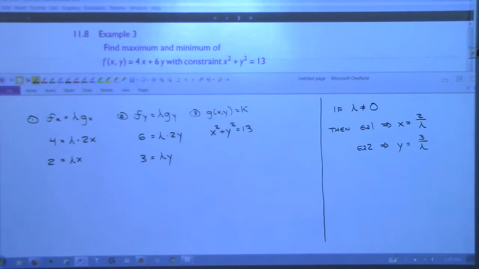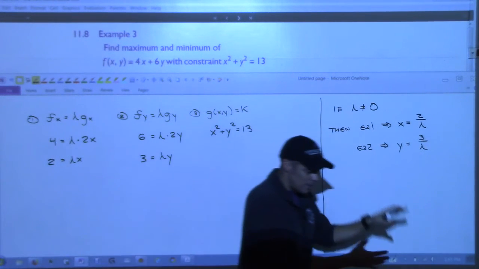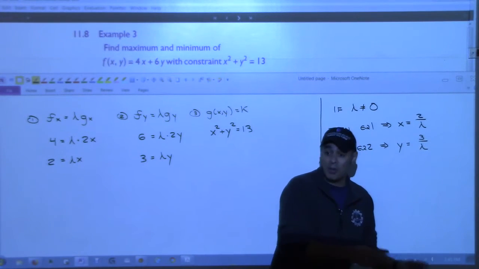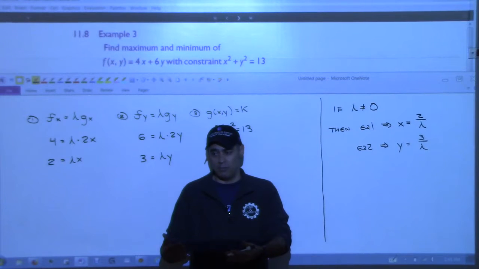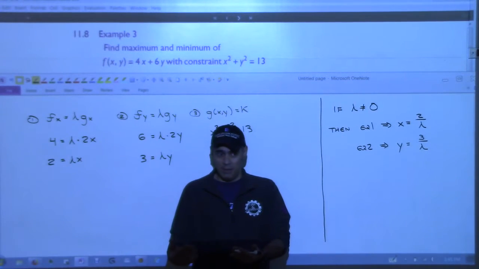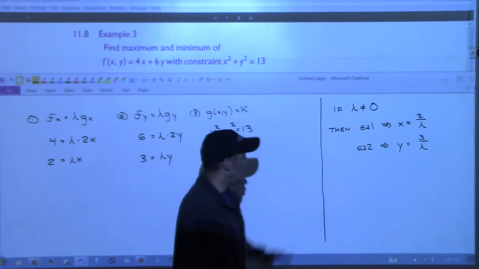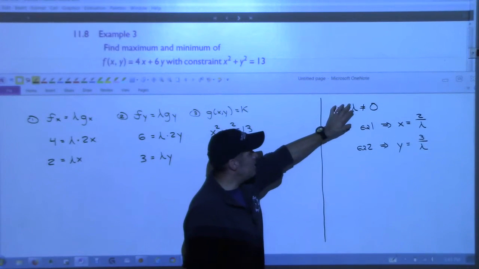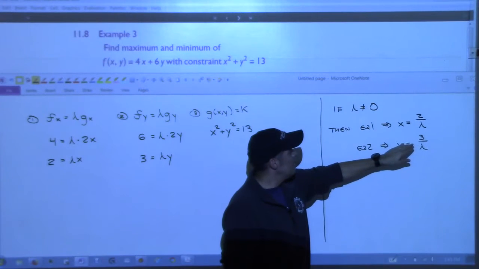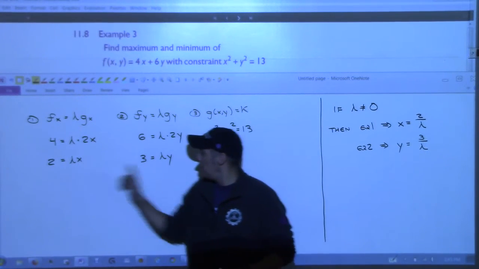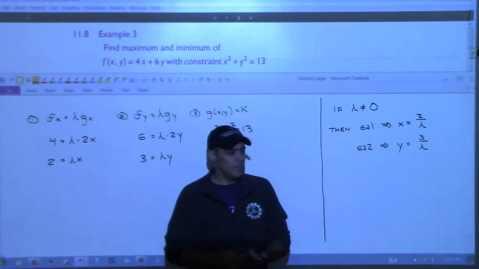Because after I finish this and figure out what's going on, I then am going to have to ask myself, what if lambda had been 0? Okay? So we first say, look, to be safe with the algebra, to be able to define x and y legitimately, dividing both sides by lambda here means lambda can't be 0. So I start with that.